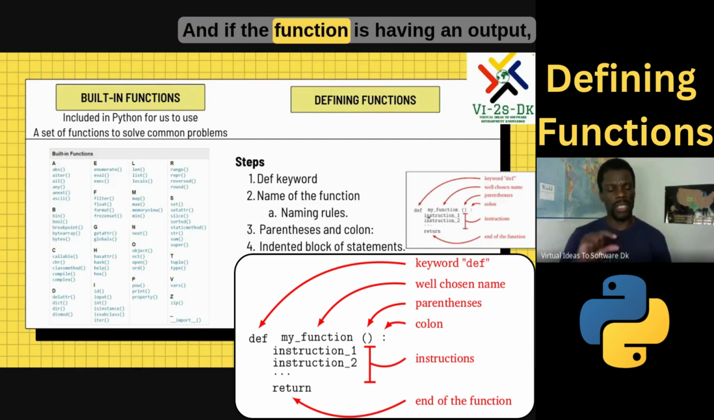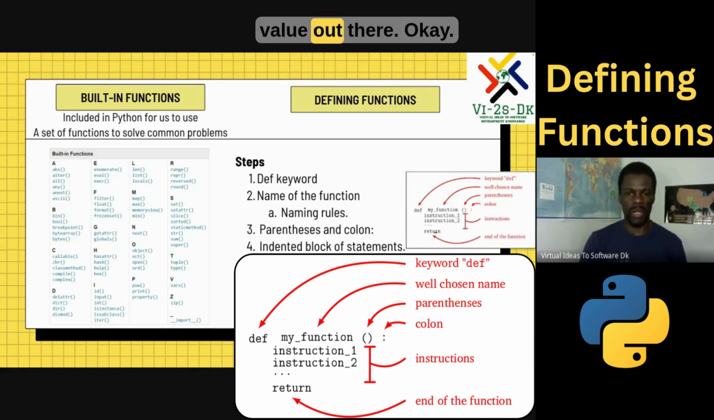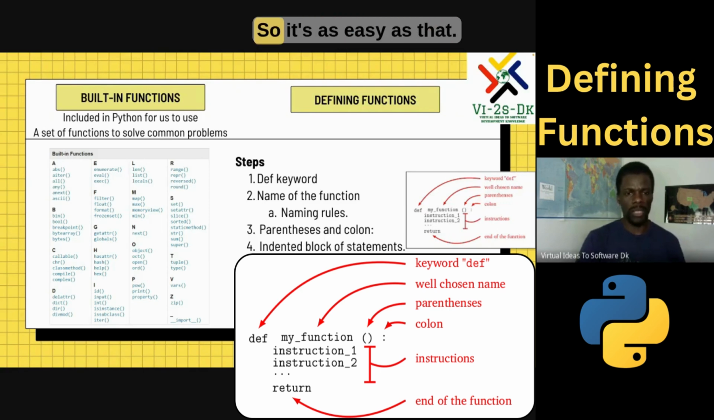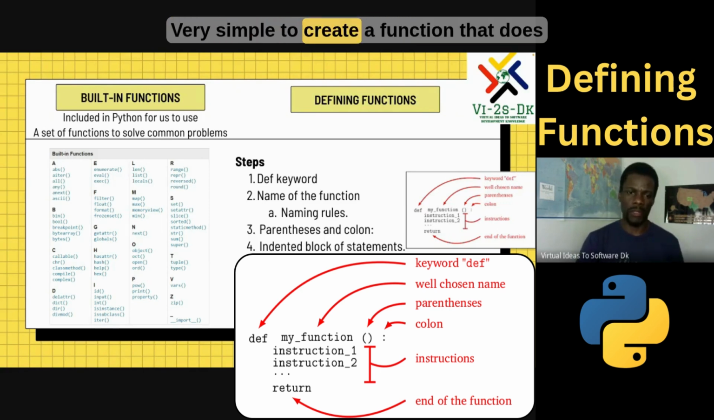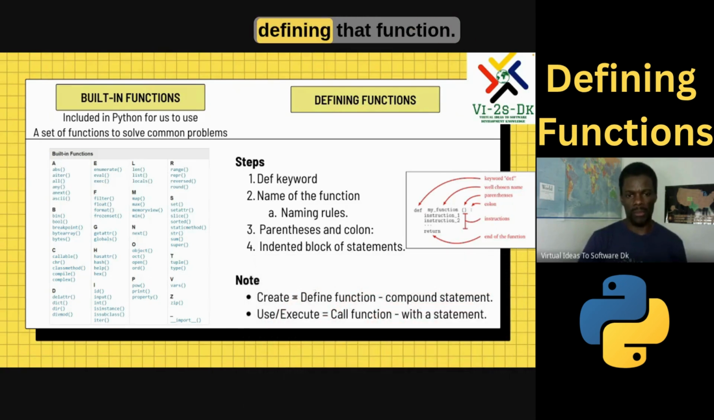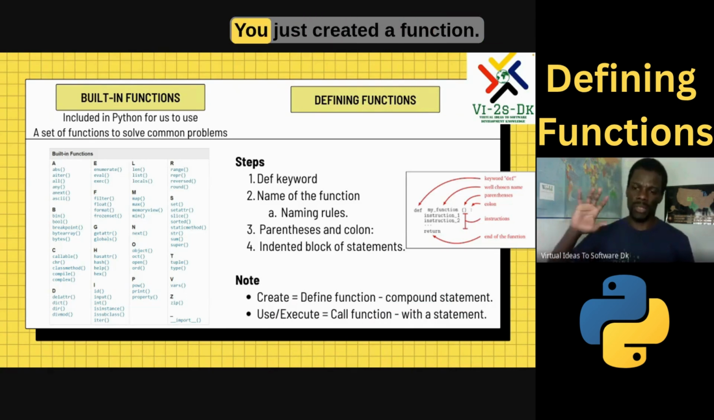And if the function has an output, if it has a return value, then you want to end with that return value. Okay. So make sure your block of statements is indented. After that, you're done. So it's as easy as that. Very simple to create a function that does anything. But you have to take note. Creating a function is like defining that function. It uses a compound statement. But that's all you're doing. You just created a function.